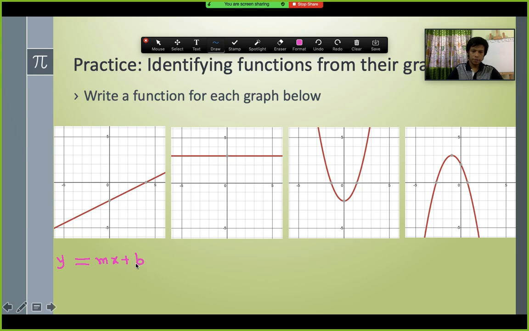mx + b. That's the slope-intercept form equation. So what is the slope here? You see, slope means rise over run. If you go this way up to here, and then go here, you see rise is 1 and run is 2. So the slope is rise divided by run. Rise is 1, run is 2.